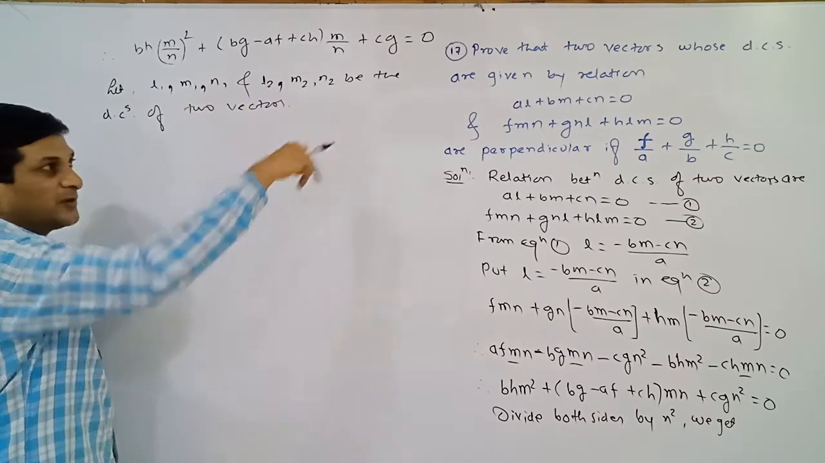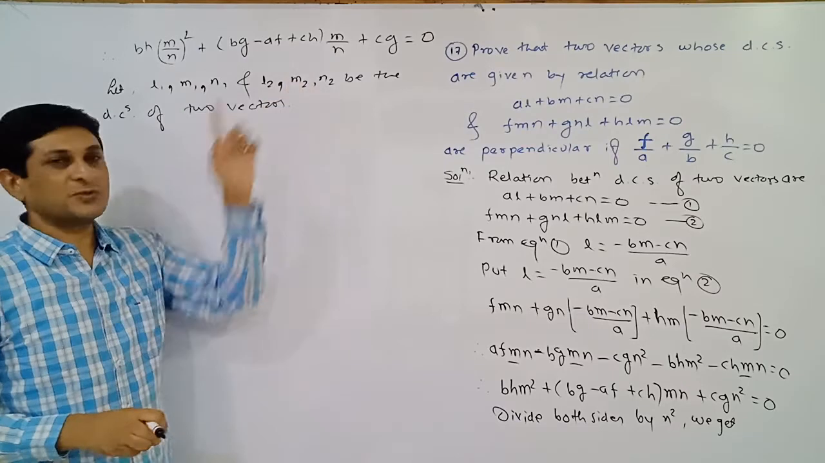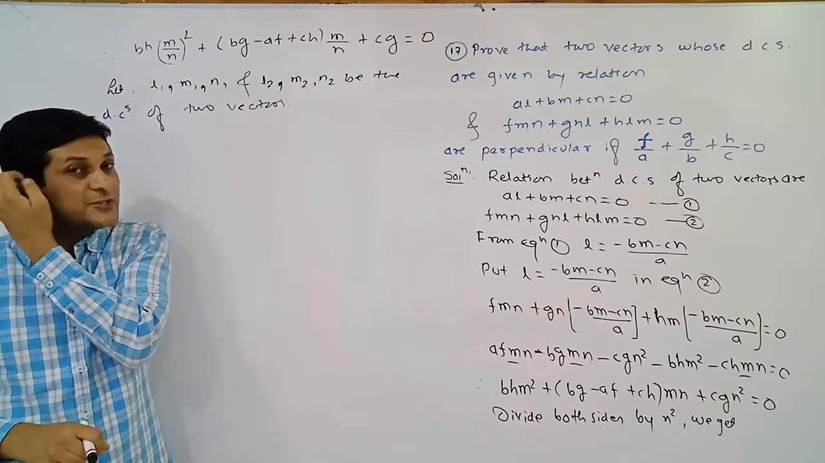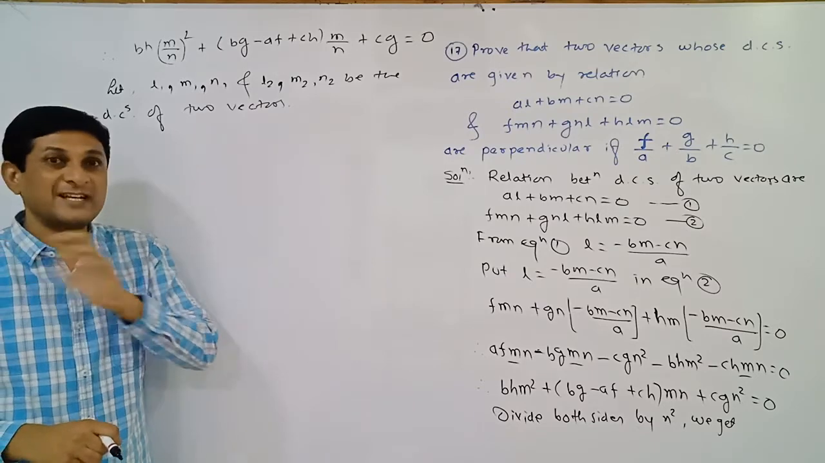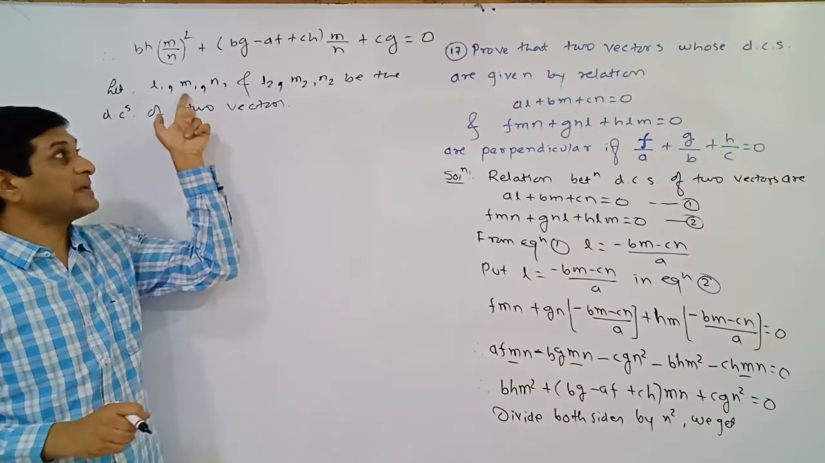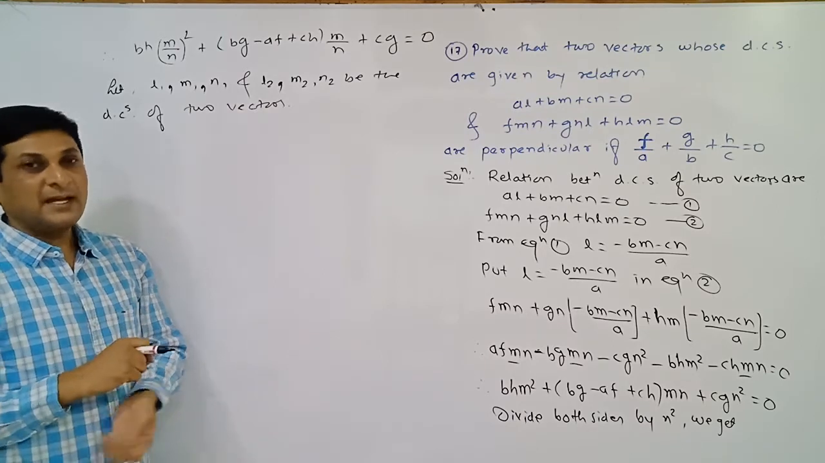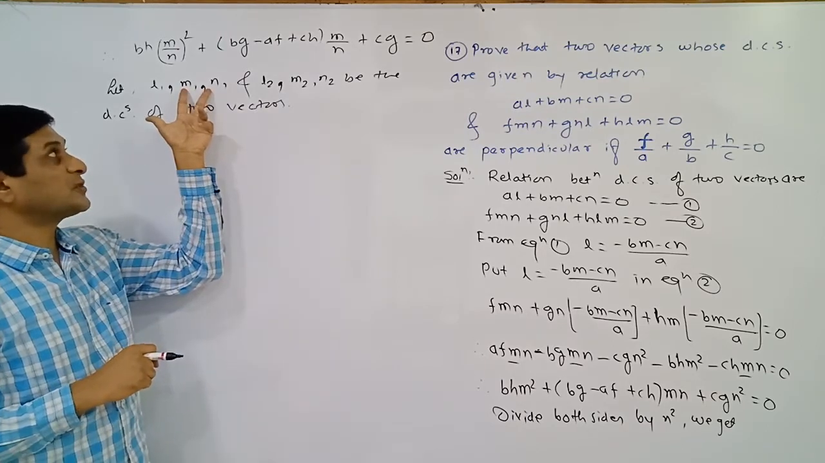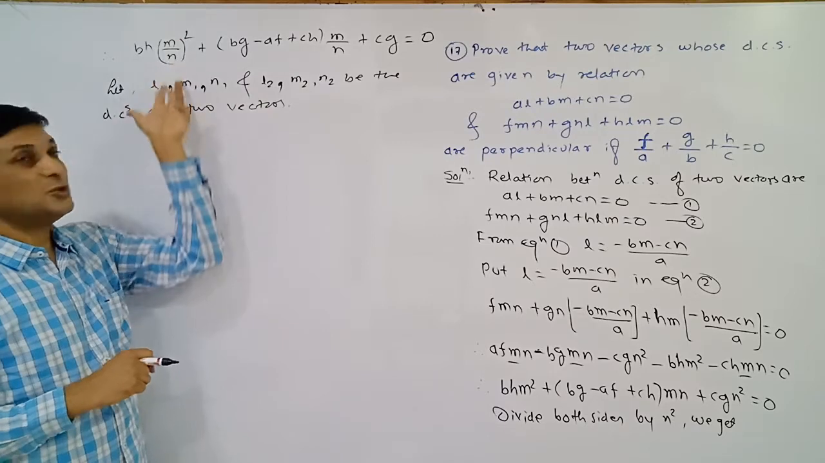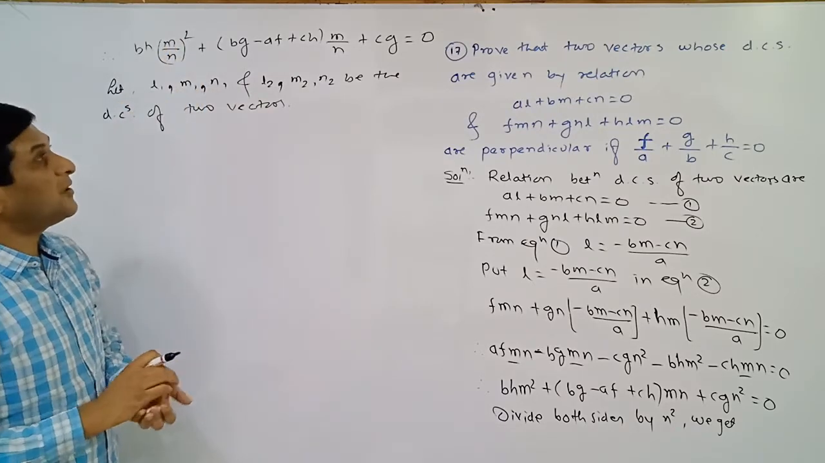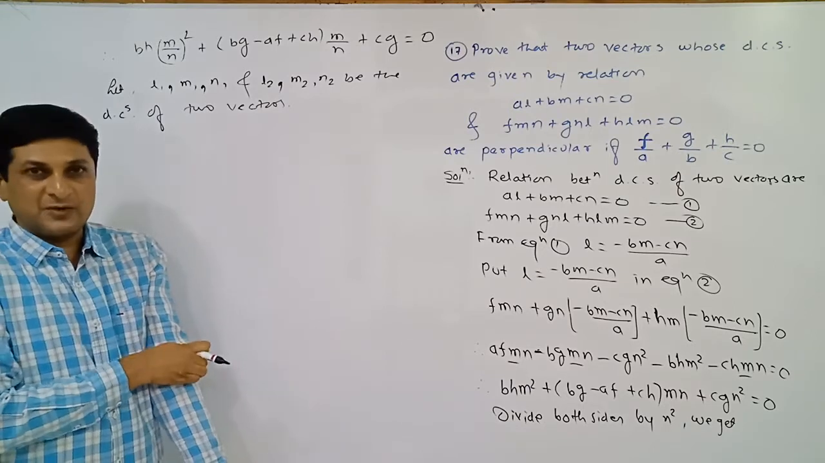Okay, and by solving these two equations, we have got this quadratic equation in terms of what? M and N. Means by solving this quadratic equation, we will get one expression which is satisfied by what? Direction cosines of these two vectors. And here the equation is in terms of M and N, means we will get two values in terms of what? M and N.